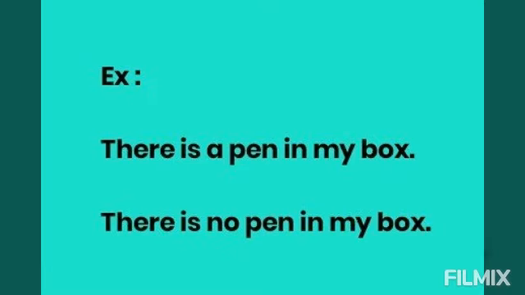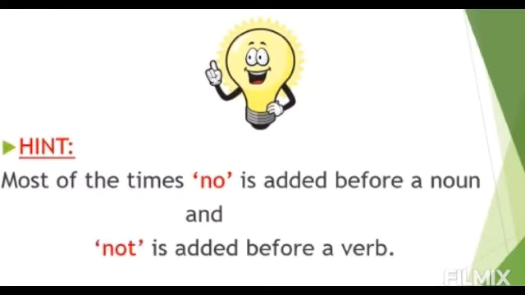We will see another example. There is a pen in my box. So we can change it to negative by adding no. Why are we adding no there? Because after the verb, what comes? A pen. Okay, a pen is a noun. So we have to add no there. Okay, so the sentence will be, there is no pen in my box. Yes, children, that's all. Very simple.